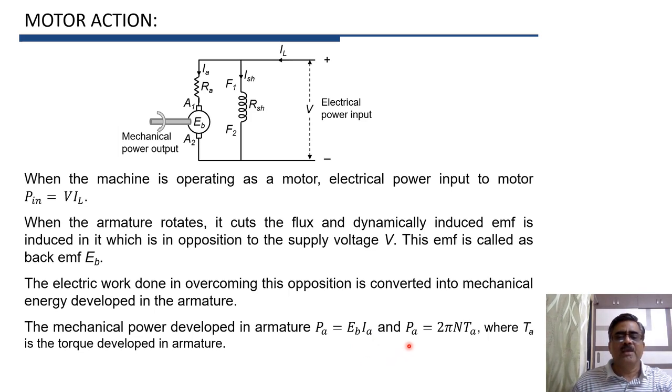And again PA is equal to 2 pi n TA, where TA is the torque developed in armature, and n is speed in RPM. So in case of motor, supply voltage V has to overcome the opposition offered by the back EMF, and therefore the work done to overcome this opposition gets converted into mechanical energy, and electrical energy will be converted into mechanical energy in case of motor.